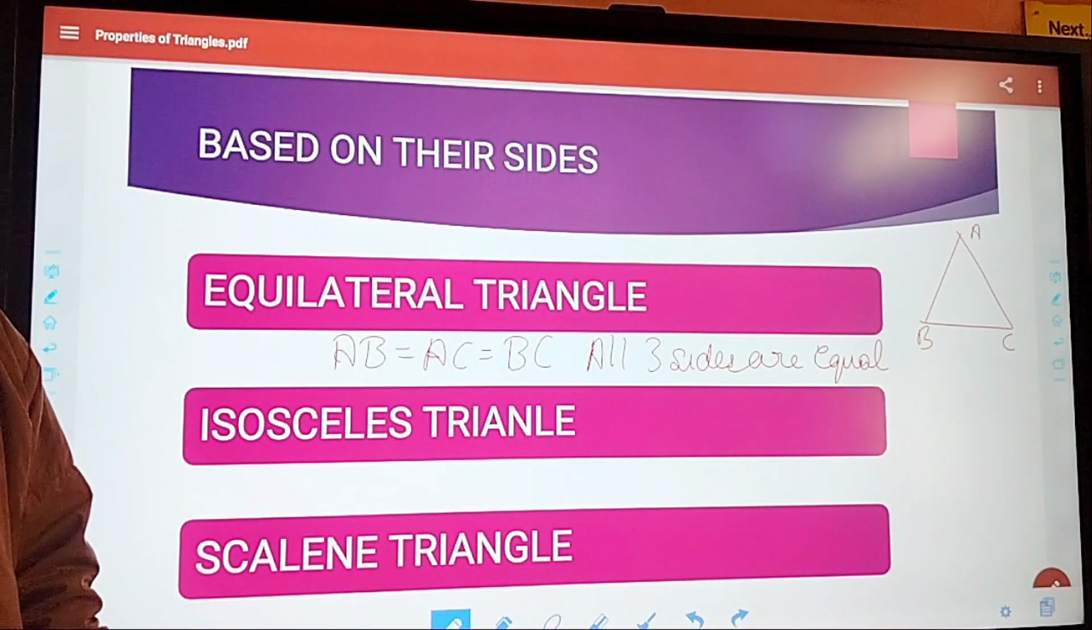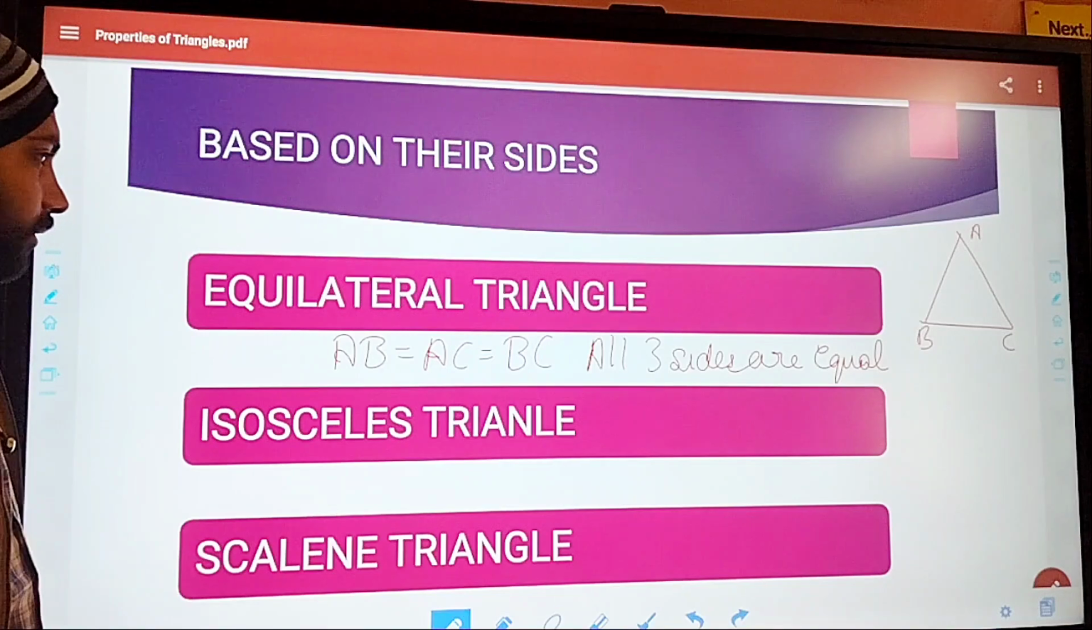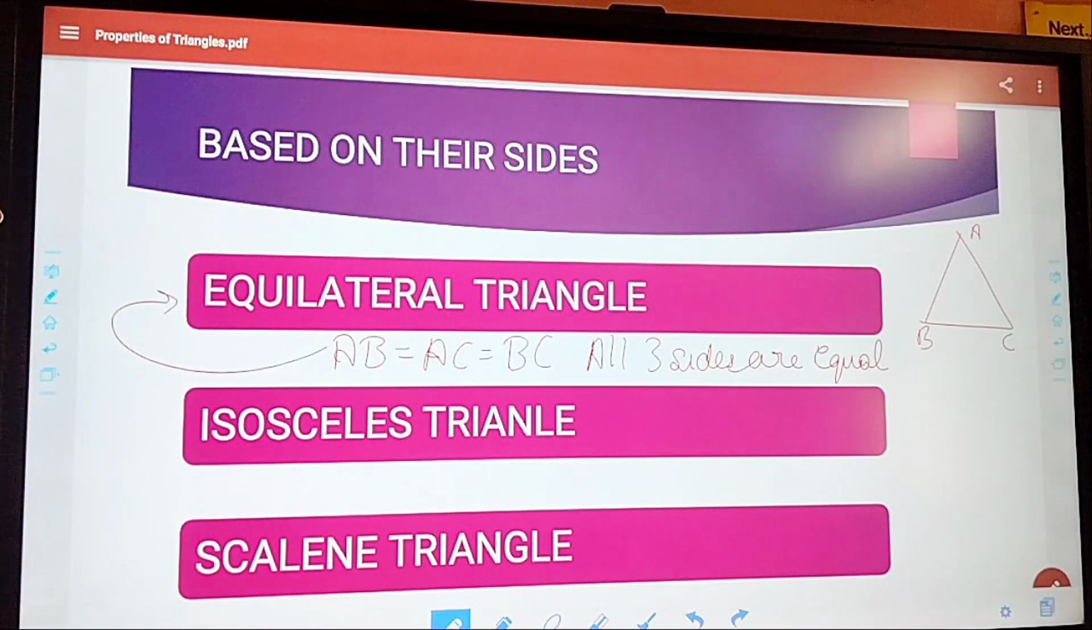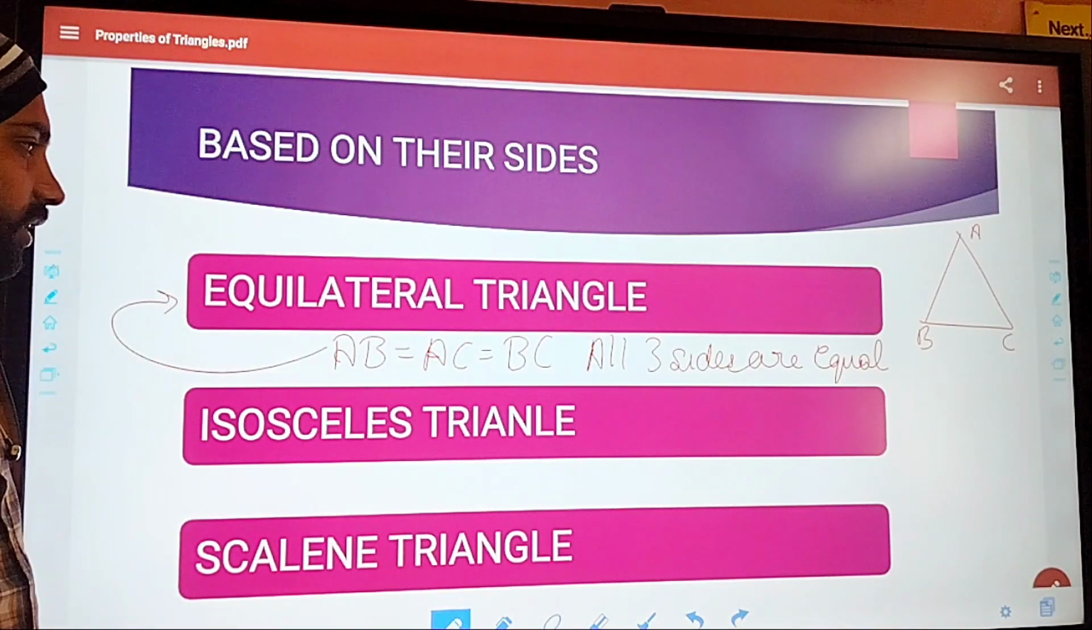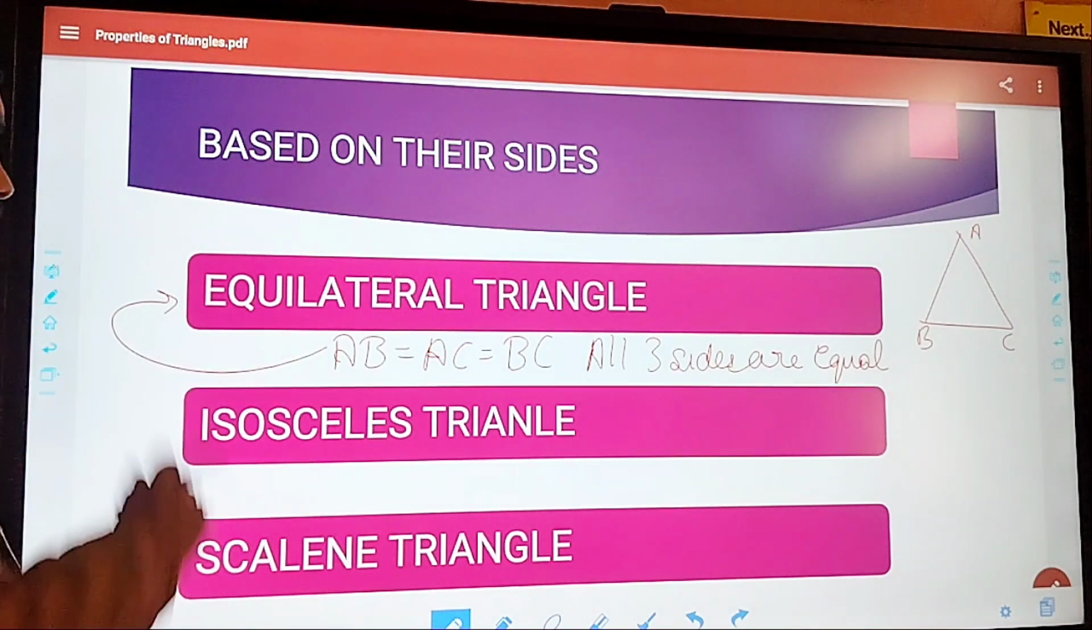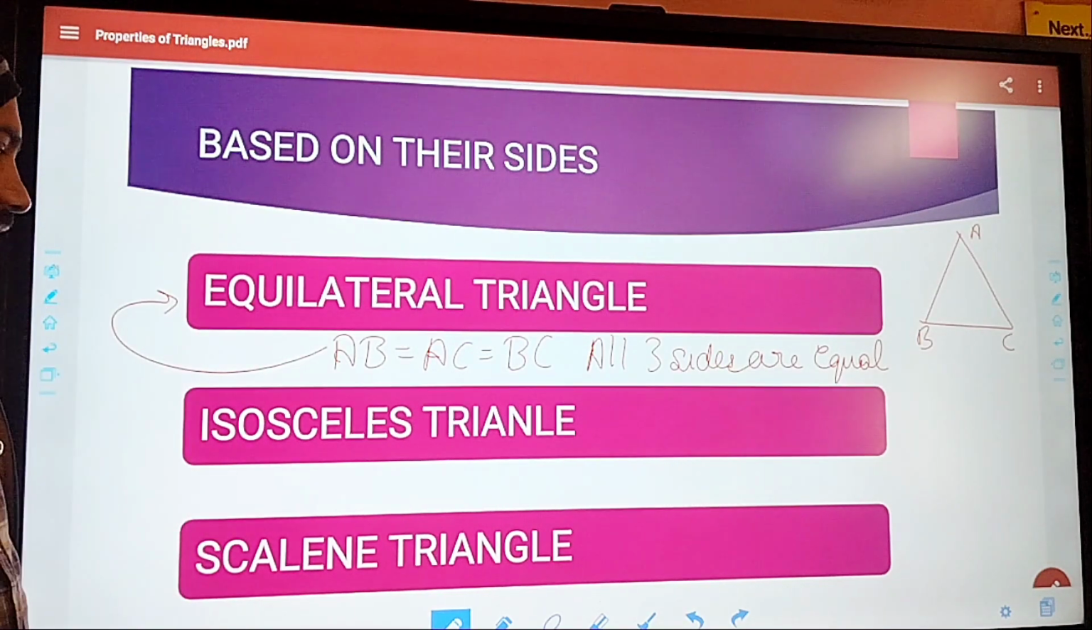That means all three sides are equal to each other. Then the following triangle will be counted as an equilateral triangle. I hope it is clear to you. Now, moving towards our next triangle, that is the isosceles triangle.